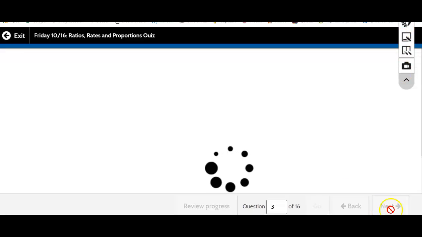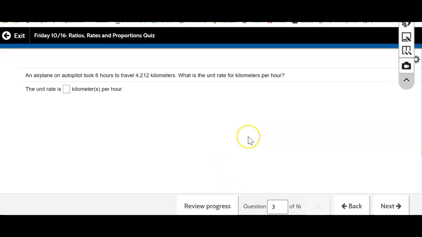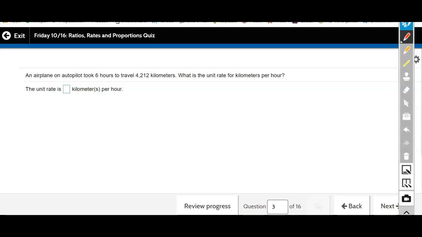Okay, next question is just writing a unit rate, kilometers per hour. You guys remember how to make unit rates? Look at what it says here. Kilometers per hour means kilometers over hours. So 4212 over 6. And we're talking about kilometers per hour.